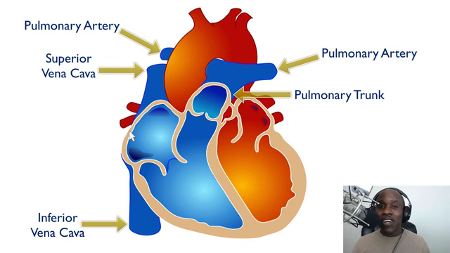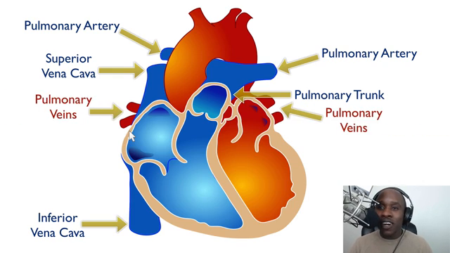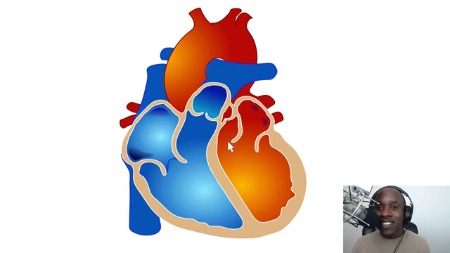And you know where those are going? They're going to the lungs. All right, so that's our pulmonary arteries. And then we have our pulmonary veins. And you can see we have them on the left side over here, and we have them on the right side over here. These are our pulmonary veins, and these are coming back to the left atrium. All right, so those are our vessels coming into and out of the heart.